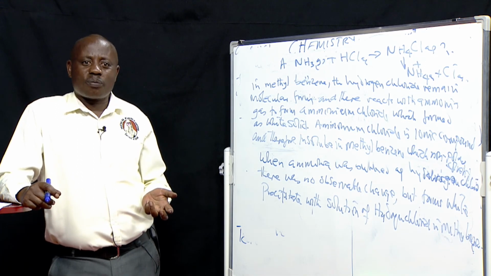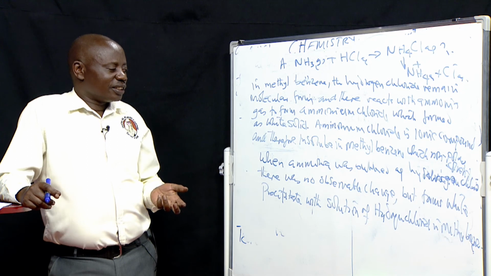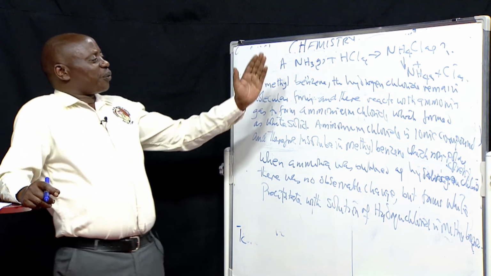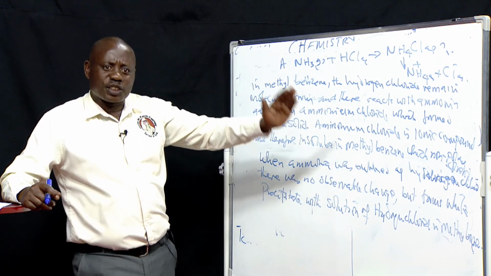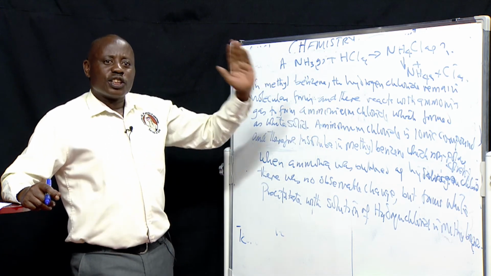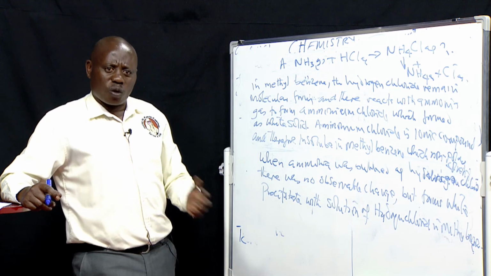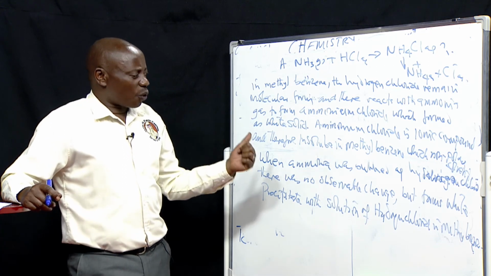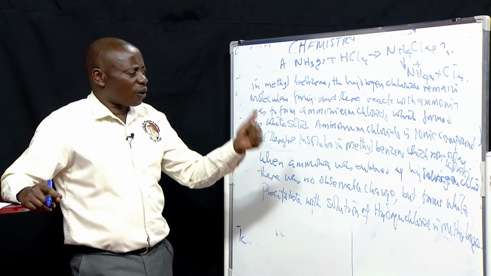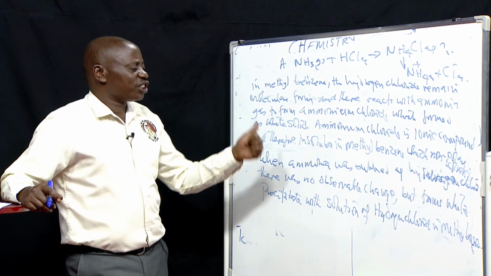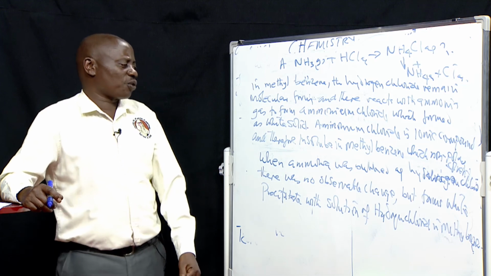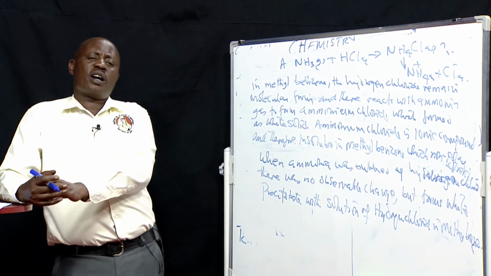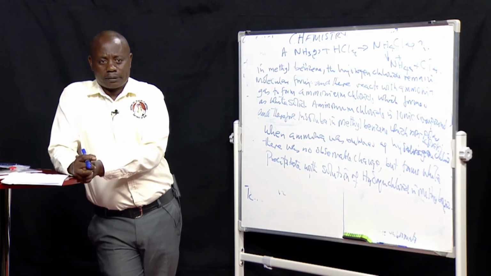Not any other compound. So it will react like any gas, to react with ammonia to form ammonium chloride, which is a white solid. And since ammonium chloride is the only compound that cannot dissolve in methylbenzene, that's why it shall form a white precipitate.